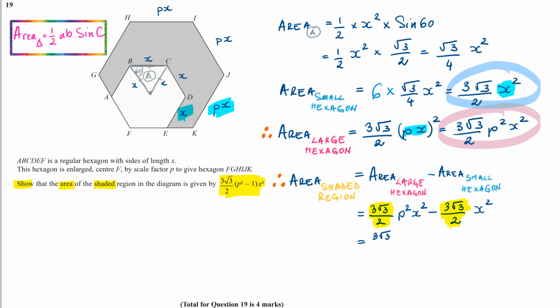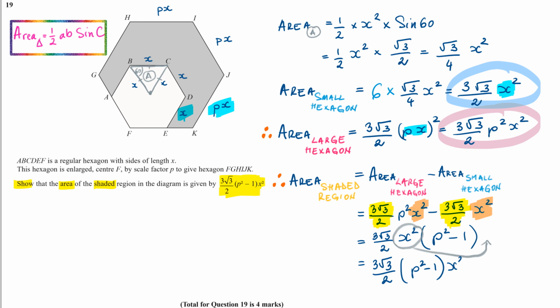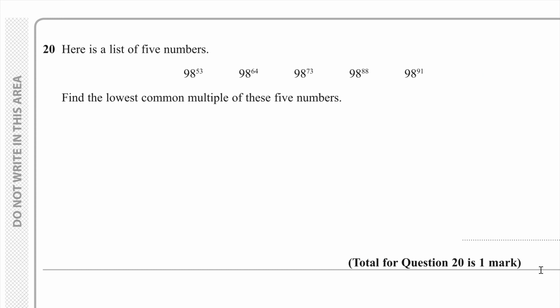Factorizing 3 square root of 3 over 2 and x squared will give us 3 square root of 3 over 2 x squared, p squared minus 1. And moving the x squared behind the bracket will be the same thing. So the final answer is 3 square root of 3 over 2, bracket open, p squared minus 1, bracket closed, x squared.